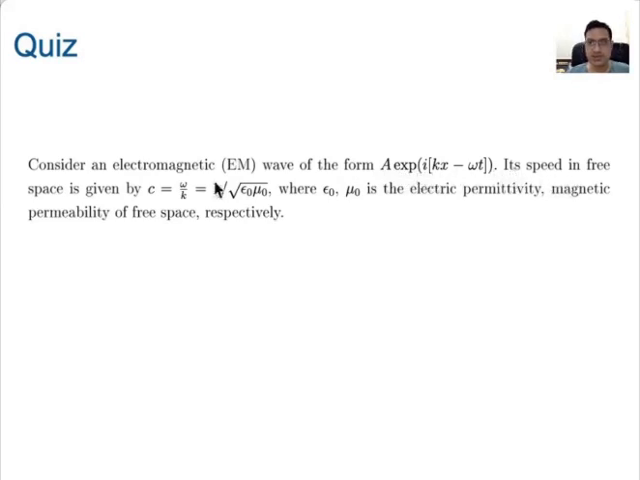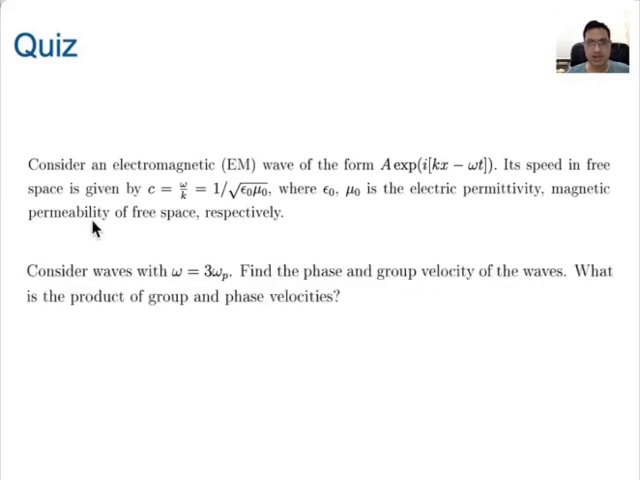Its speed in free space is given by c, which is omega by k, and we have seen this speed is also 1 over square root of epsilon naught mu naught. This is what we have discussed in the first lecture. That's what Maxwell has obtained, where epsilon is the electric permittivity and mu is the magnetic permeability of the free space.